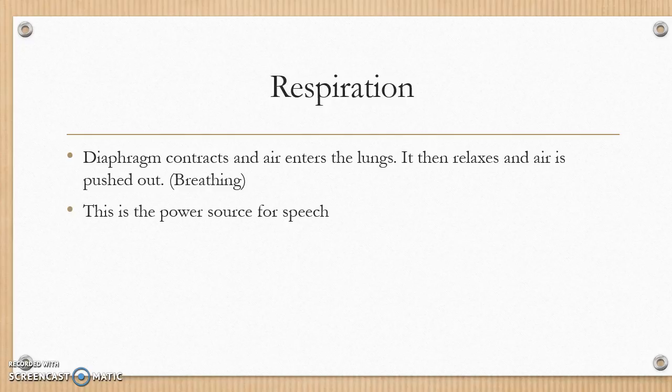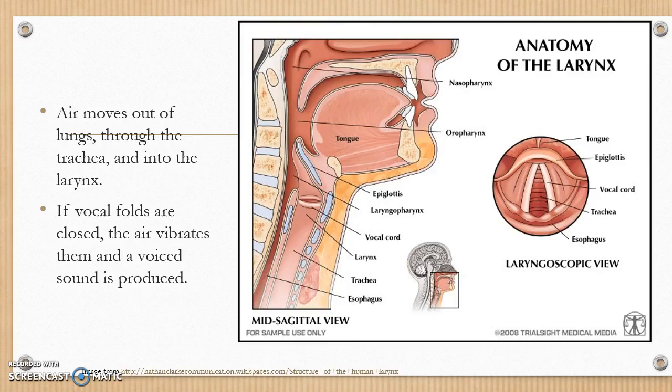The diaphragm contracts, air enters the lungs, and then it's released and air is pushed out. This is breathing, and this is the power source for speech. Air moves out through the lungs, through the trachea, and into the larynx. If the vocal folds are closed, the air vibrates and a voiced sound is produced. If the vocal folds are open, a voiceless sound is produced.